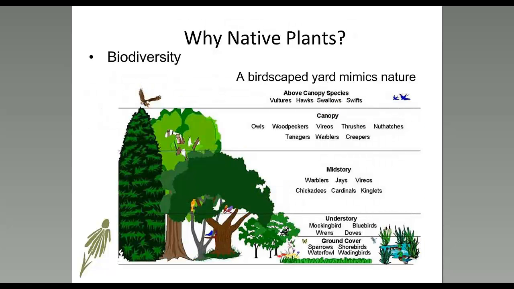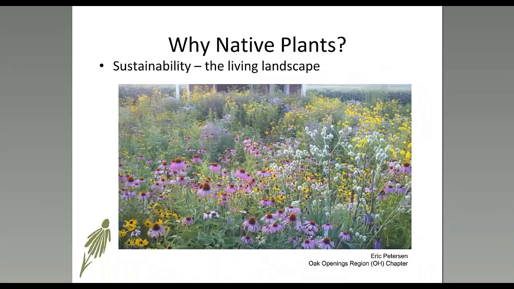A birdscaped yard mimics nature. You can see from this brief diagram that there are various layers to gardening with native plants in order to create a habitat, and that vegetation is very important, and we should consider that when we are designing our landscaping. And lastly, sustainability. Sustainability with native plants means a living landscape.